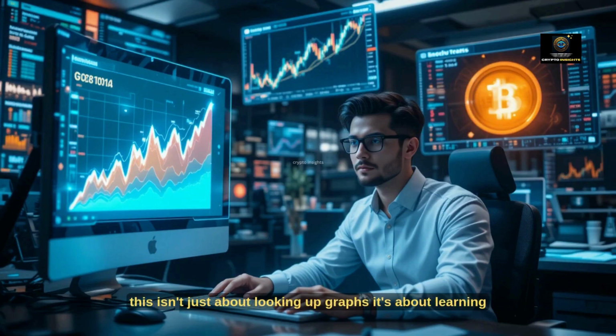This isn't just about looking up graphs, it's about learning to predict market movements, identify hidden gems and ultimately make smarter, more informed decisions in the volatile world of crypto. In this comprehensive guide we will move far beyond the basics. We will deconstruct the psychology behind search data, set up advanced filters for pinpoint accuracy, perform multi-layer comparisons and correlate search trends with real-world price action. This is the masterclass you've been looking for.